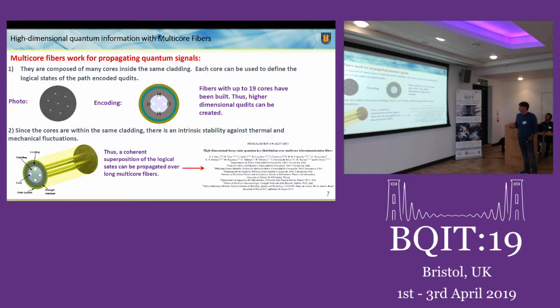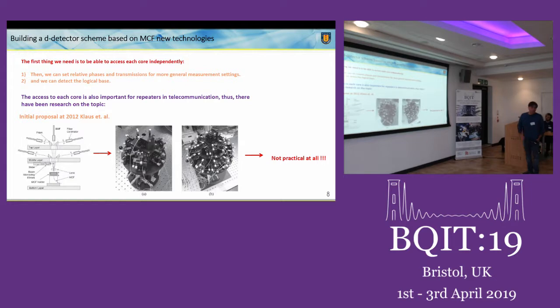So we have used these fibers, and we did this experiment here implementing a high dimensional quantum key distribution over 300 meters of these multicore fibers. But in this experiment, we were still working with a single photon, with only a single detector. And then we started to do research to solve this problem. The first thing we need is to be able to access all the cores of the fiber individually, such that we can set relative phase between them, and we can put the detectors over there, right?